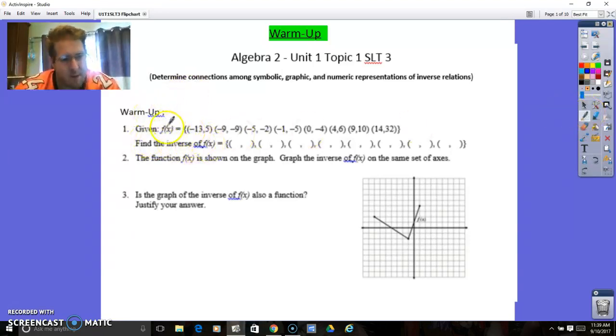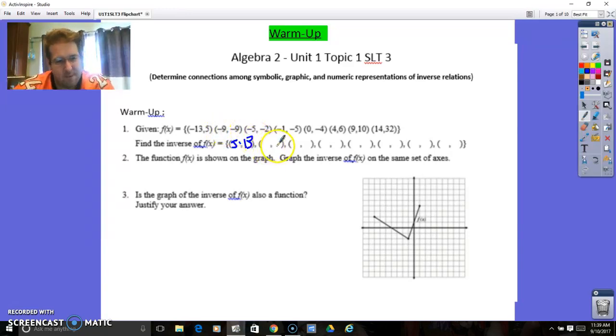Find the inverse of f of x. The inverse of negative 13.5 would be 5, negative 13. Because as we have talked about in prior SLTs, inverse means literally it is just to flip the x and y, but what it really means is that whatever you started with in the original function is what you should end with in the inverse of that function, or the inverse relation. And wherever you ended the first function is where you should begin in the second function, or the second relation.